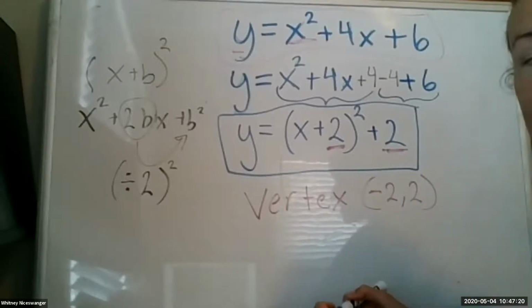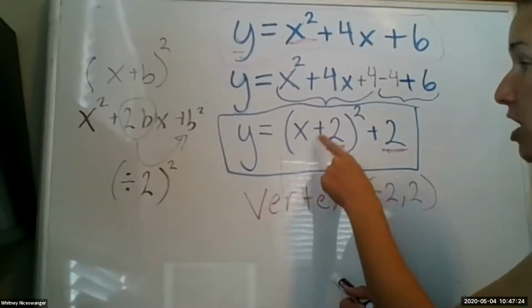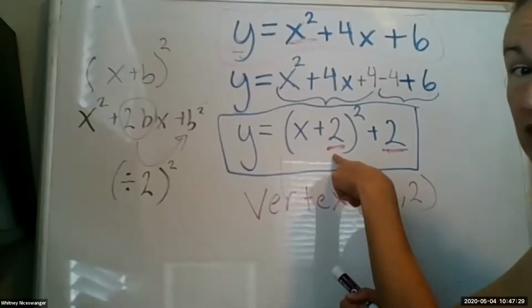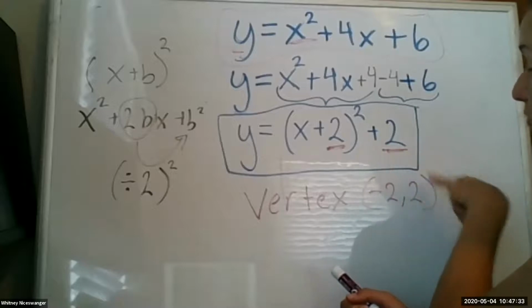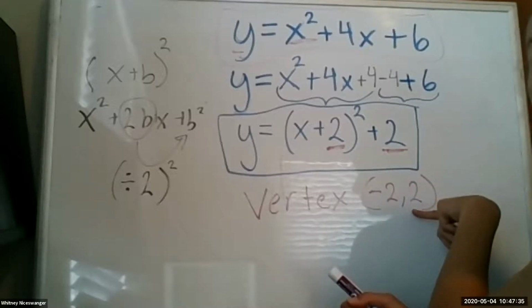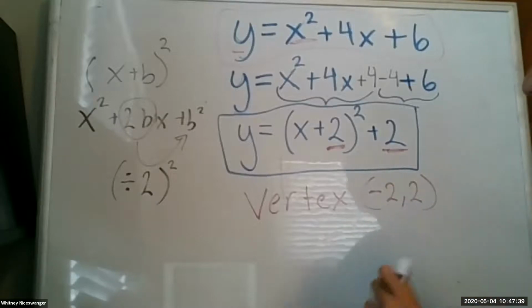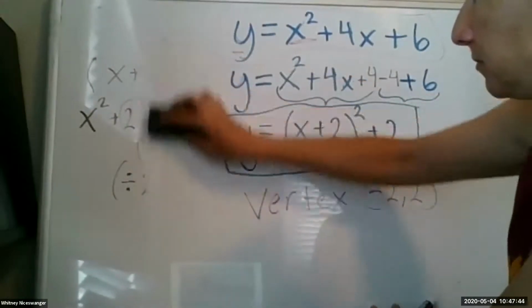Our vertex is (-2, 2), because remember, it's x minus h. So this is x minus negative 2. So that's why our x coordinate is a negative 2, plus k, so our y coordinate is a positive 2, right? Once we know that that is our vertex, then we can go ahead and actually just graph this equation.